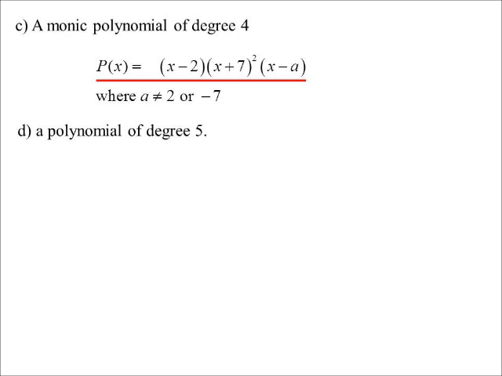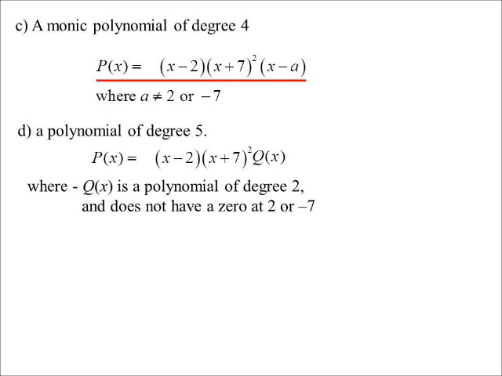A polynomial of degree 5. Okay, so at this stage it's order 3. To make it order 5, I would multiply it by something of order 2. Now, don't multiply it by (x minus a)(x minus b), because you're assuming then that the quadratic can be factorised. It might not be able to be factorised. So it's safer to multiply it by a quadratic, and this time I did write it as q(x), where I know that's of polynomial degree 2, and it doesn't have solutions 2 or negative 7. In this case, I'll multiply it by k as well.